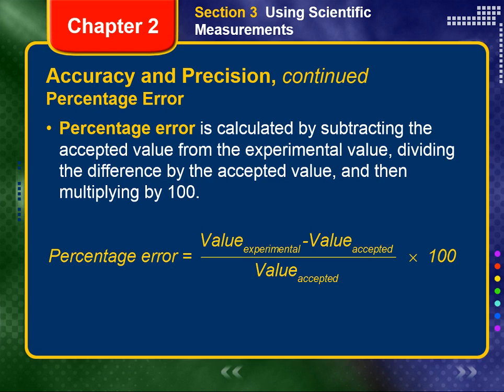Percent error. The accuracy of an individual value or of an average experimental value can be compared quantitatively with the correct or accepted value by calculating the percent error. Percent error is calculated by subtracting the experimental value from the accepted value, dividing the difference by the accepted value, and then multiplying by 100. Percent error has a positive value if the accepted value is greater than the experimental value. It has a negative value if the accepted value is less than the experimental value. The following sample problem illustrates the concept of percent error.